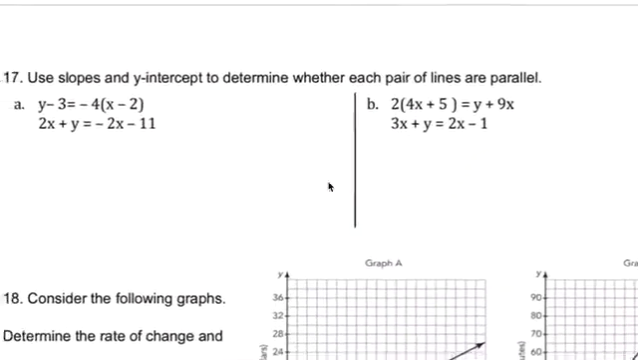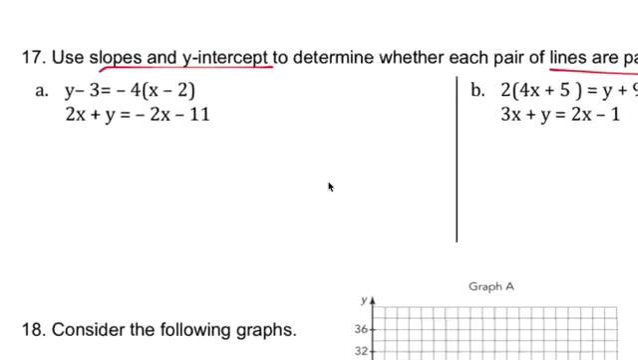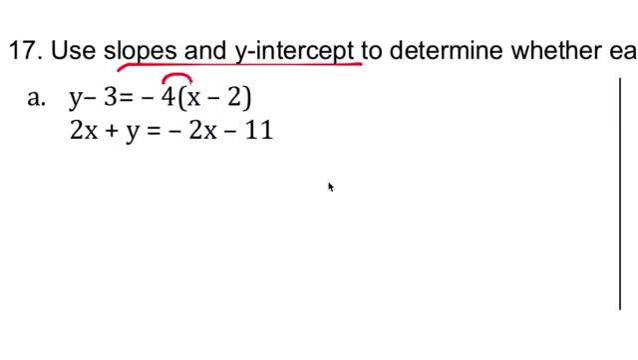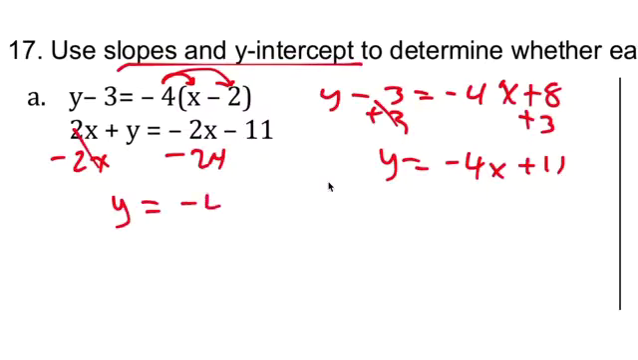Okay. Use the slope and y-intercept to determine if the lines are parallel. So solve it for y first. So y minus 3 equals negative 4x plus 8. Add 3, so y here is negative 4x plus 11. Compare it to this one, minus 2x, so you got y equals negative 4x minus 11.